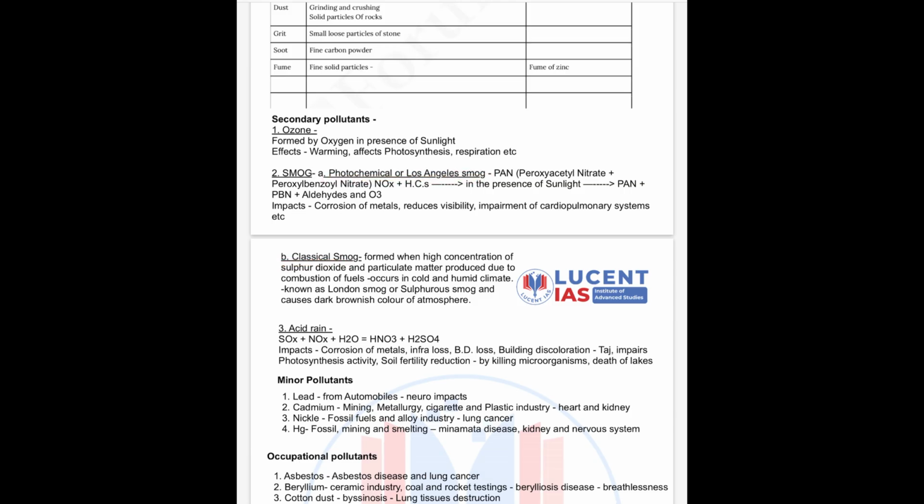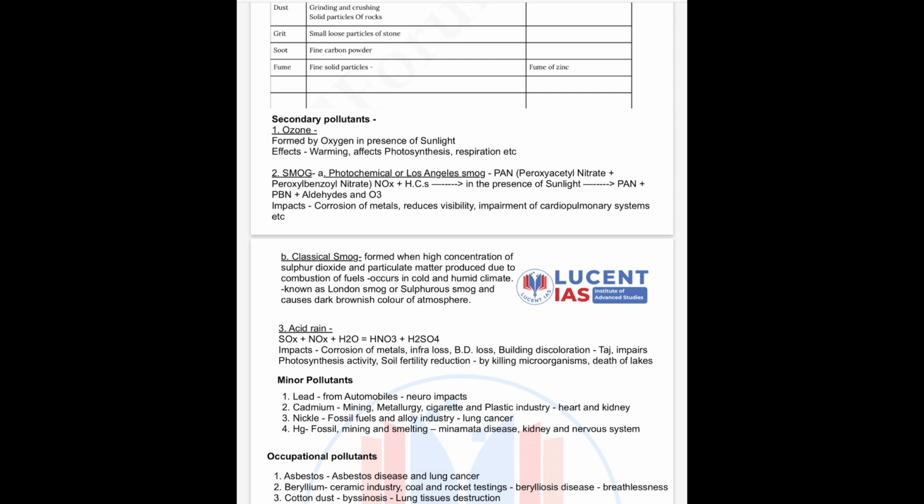Well, how is photochemical smog formed? Nitrogen oxides plus hydrocarbons in the presence of sunlight form peroxyacetyl nitrate, aldehydes and O3. This is smog. How does it impact? It causes corrosion of metals, reduces visibility, etc.